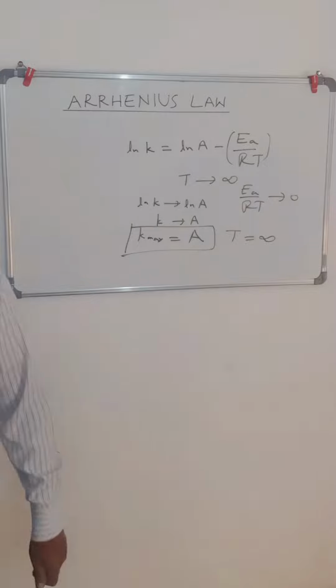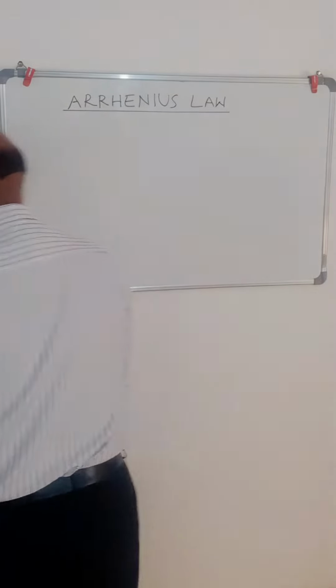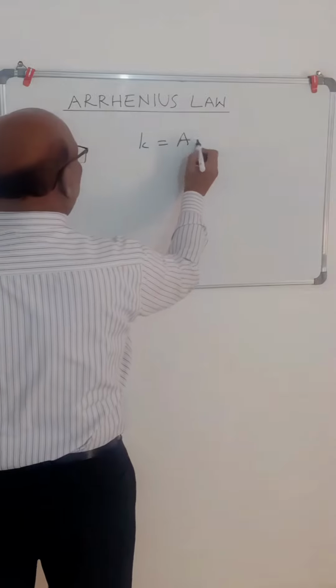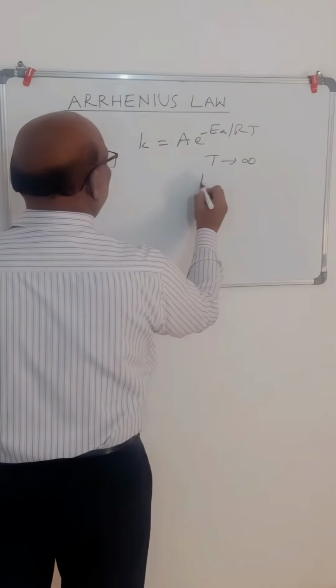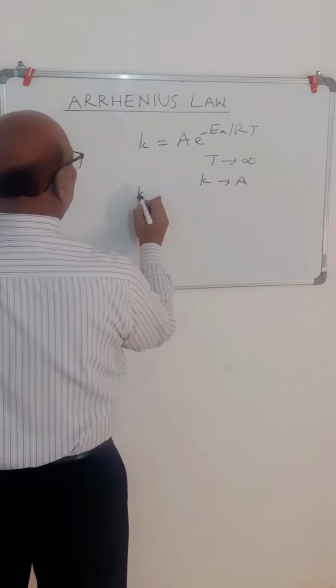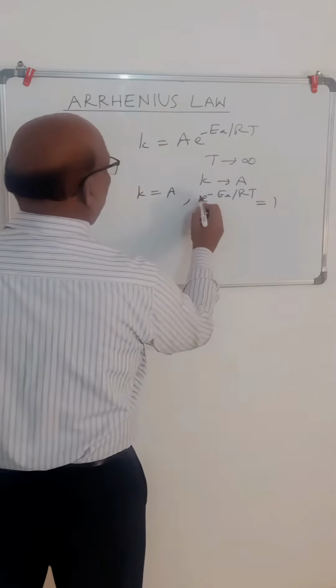Okay, so this is one relation. So what is the meaning of this? जो हमारी पहली इक्वेशन जो हमने लिखी थी आर्हेनियस लॉ, that is k equal to A e raised to the power minus Ea by RT, इसमें हमारा T tends to infinity, then I say that k tends to A. That means suppose k equal to A हो गया, that means e raised to the power minus Ea upon RT is equal to 1. So what is that meaning?